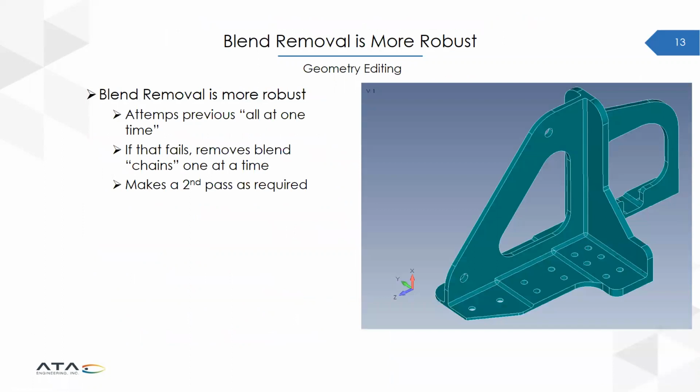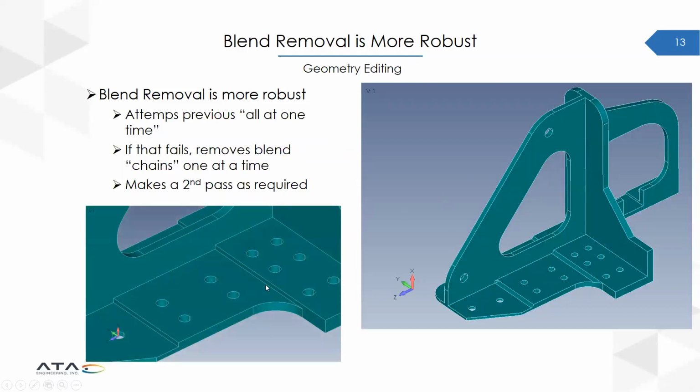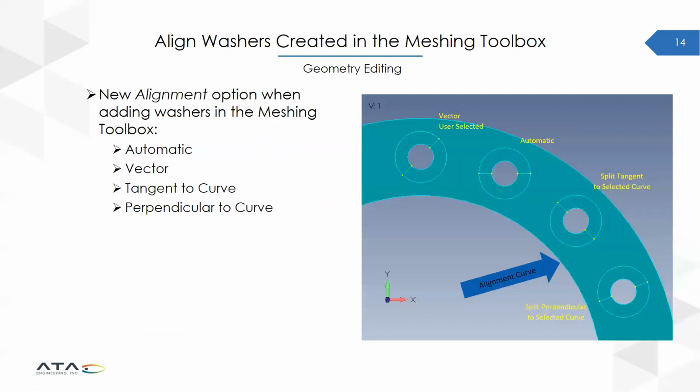Still in the meshing toolbox, blend removal is overall just a lot more robust. So it'll still attempt the previous all-at-one-time method, but if that fails, it will start going through removing blend chains one at a time, and it'll even go back and make a second pass as needed. They've noted that this might be a little bit slower than it was before, but it should be a lot more robust in terms of removing those fillets. So with a model like this, we'll see that it is able to get rid of all those fillets, and it'll even get rid of stepped blends, which it might have struggled with before. So blend removal is a lot more robust.